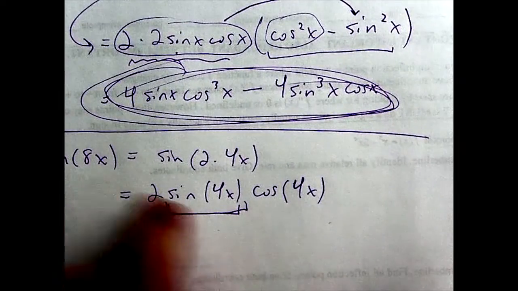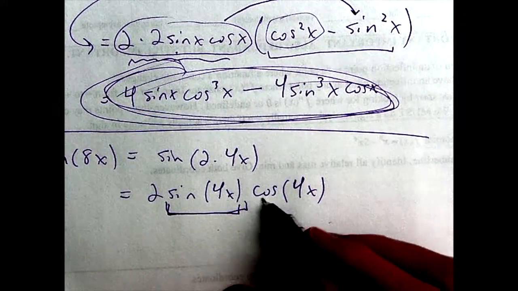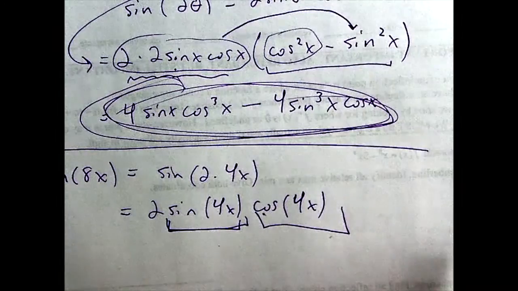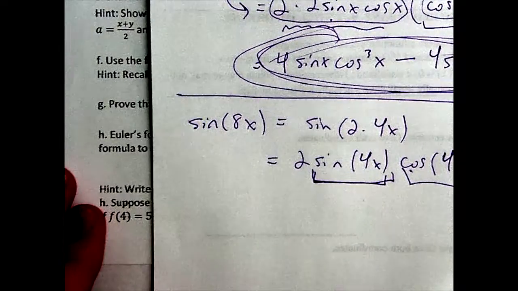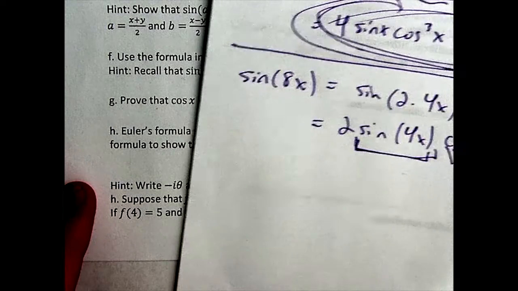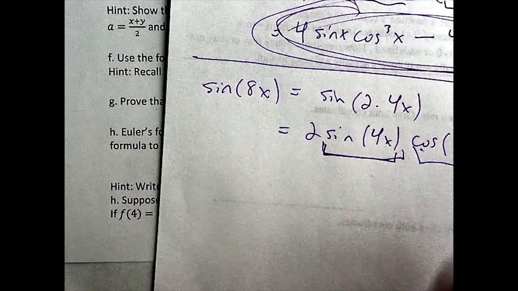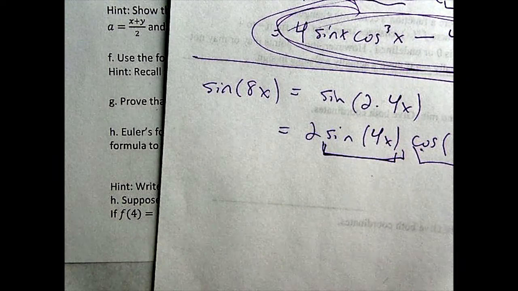But then you'd also want a formula for cosine 4x. And you could replace both of them and keep breaking it down until you've just got sines and cosines. So I hope it's clear that you can use these identities again and again to build more and more formulas, which is pretty interesting. All right, let's move on to D.